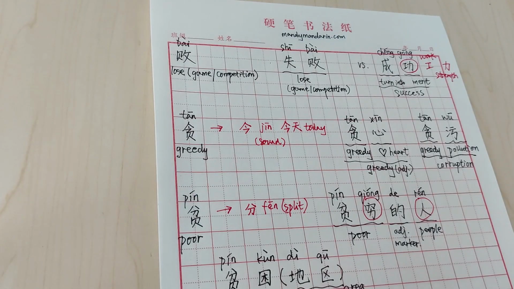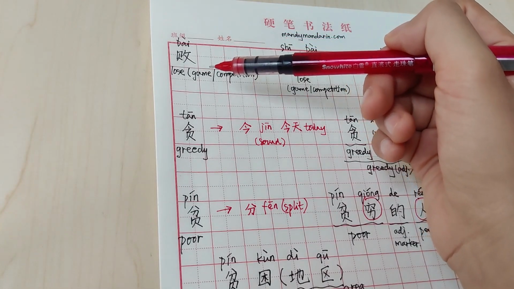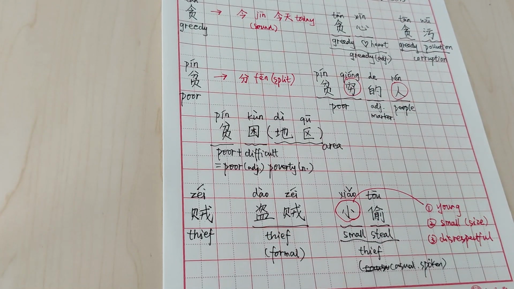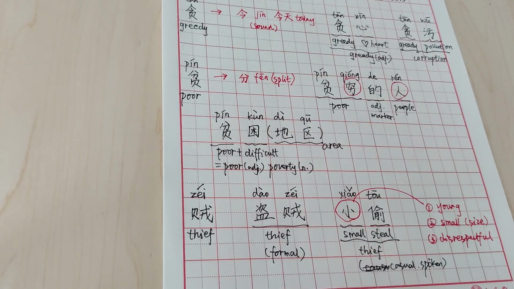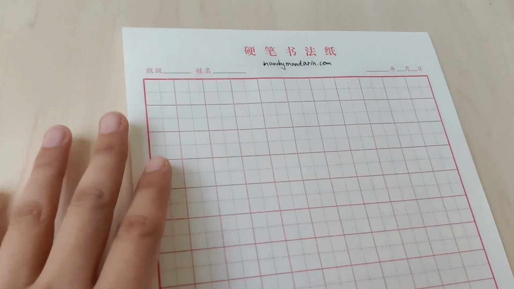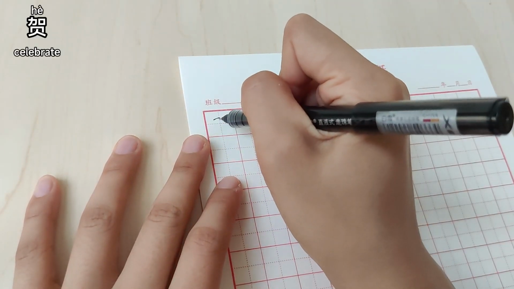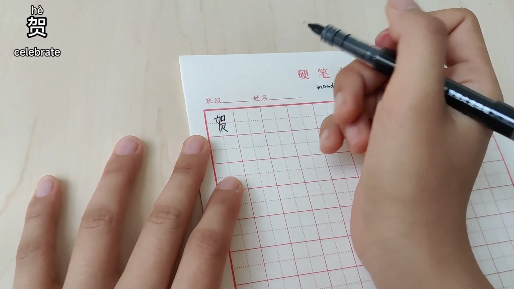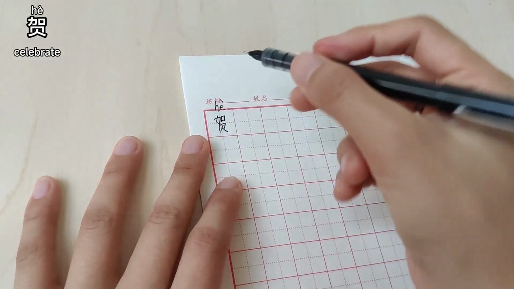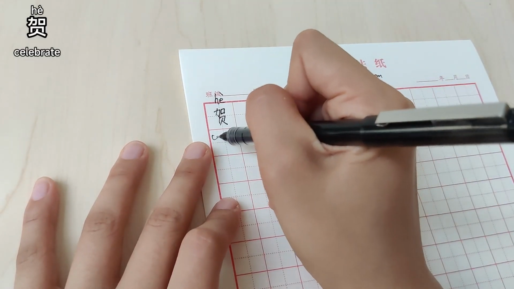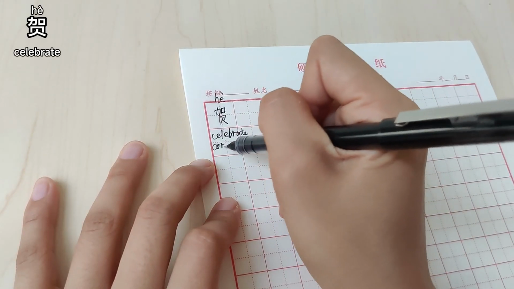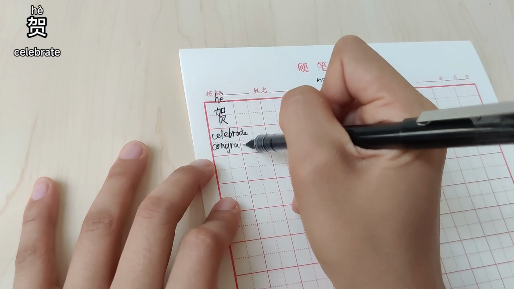I know we've been talking about a lot of negative activity, negative personality related to the money. But is there anything positive? Yeah, there are. Let's see. The first one is 贺. 贺 could be celebrate or congratulate.